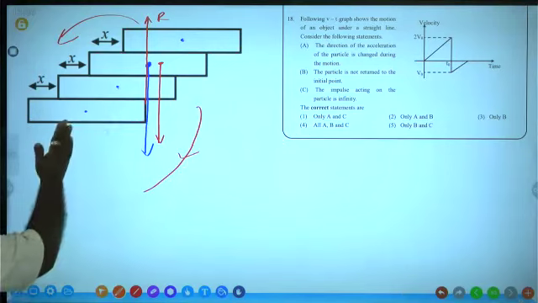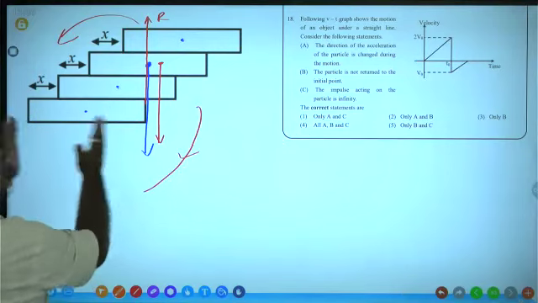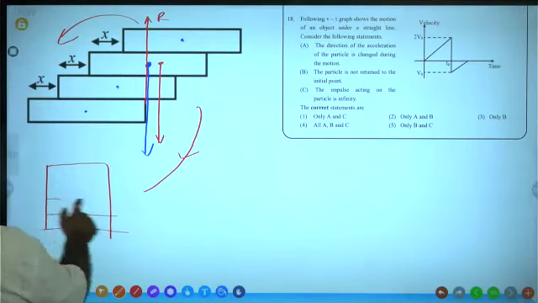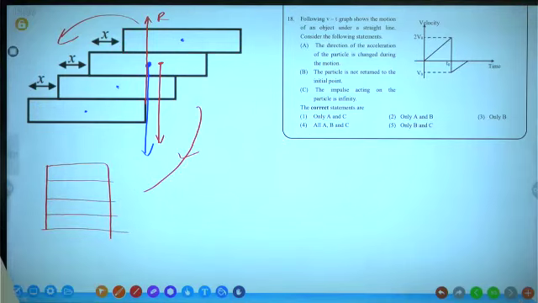When these three, this and this, right? Placing like this, right? This should be the arrangement. Then one by one should be shifted, right?